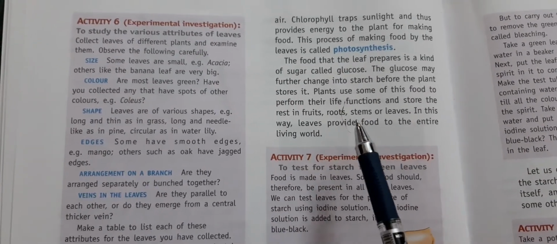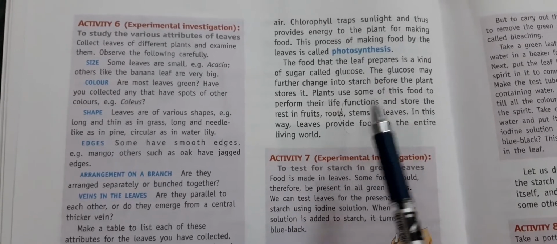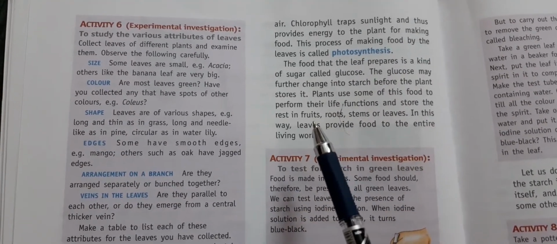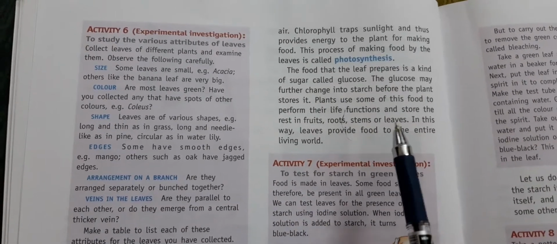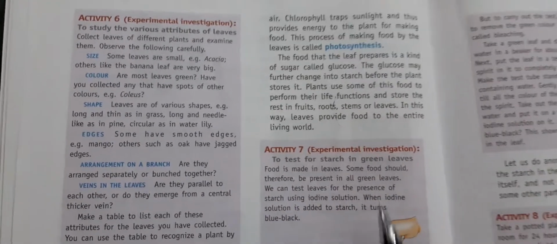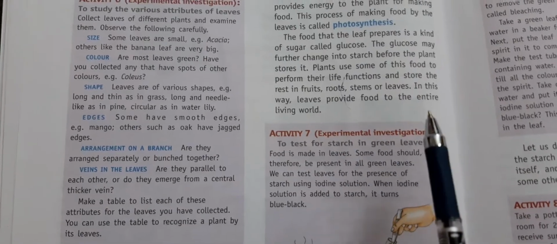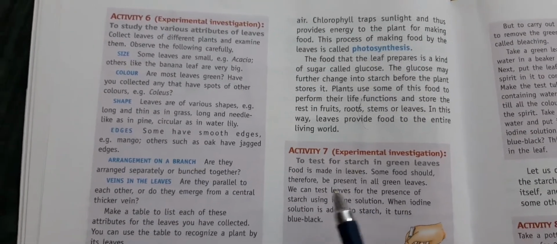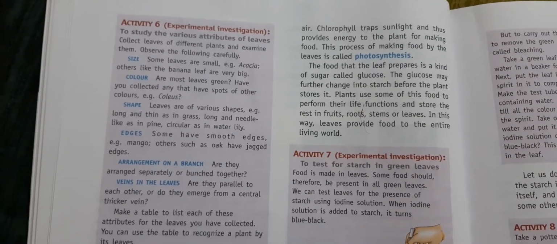Plants use some of this food to perform their life functions and store the rest in fruits, roots, stem or leaves. So actually the leaf is providing food to the entire living world. If leaves were not there, we would also not get food.